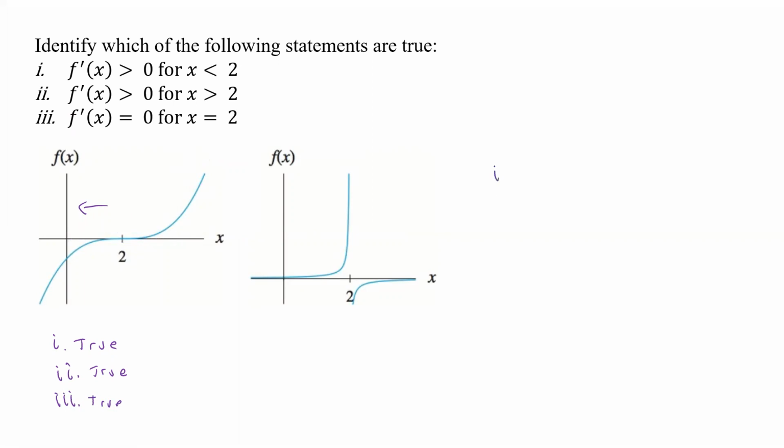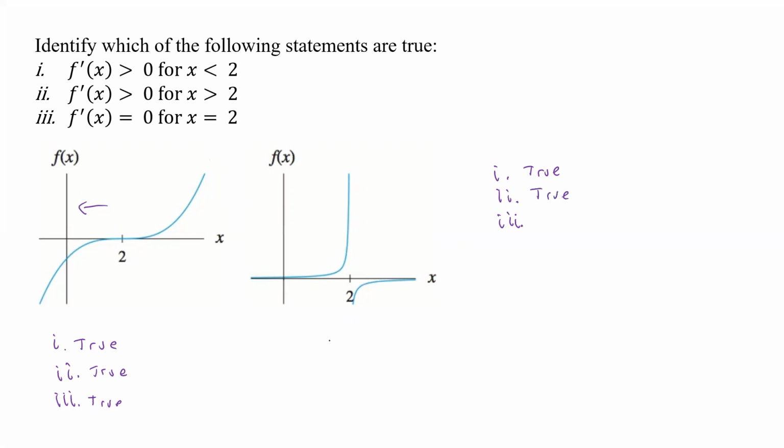Now, what about this one? Okay, so for less than 2, going this direction, is it going to have a positive slope tangent? Well, if we go through here, that's positive, that's positive, that's positive. So yeah, it looks like it's going to be positive no matter what. Now here, it's going up, up, up, up, up. So it looks like that one's true as well.